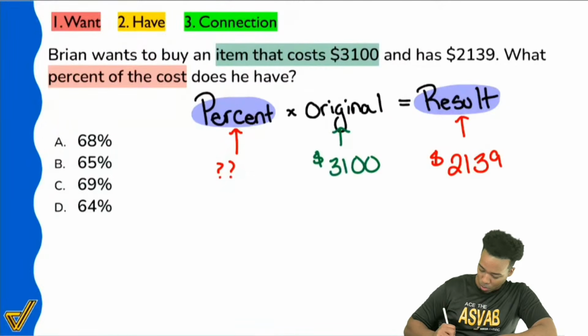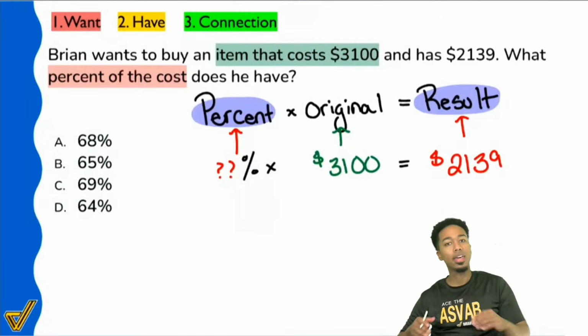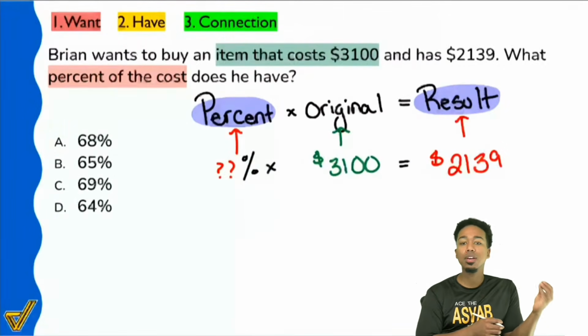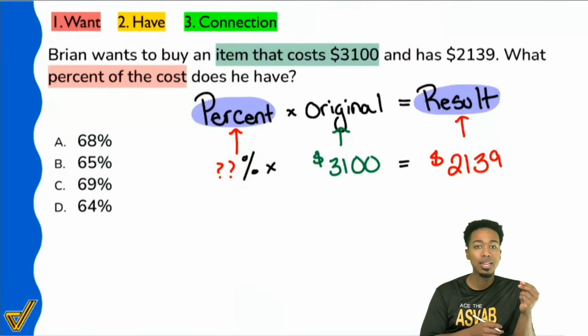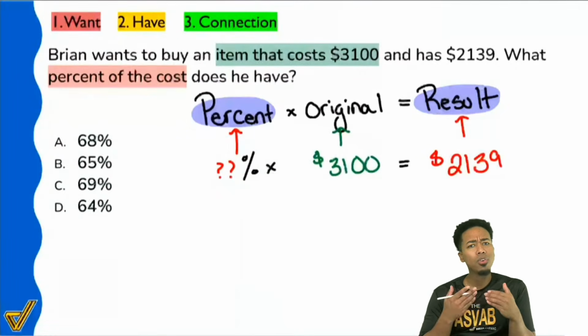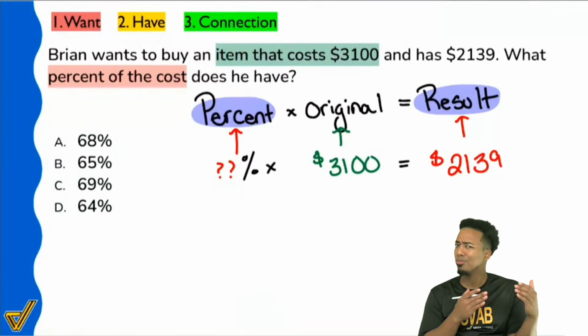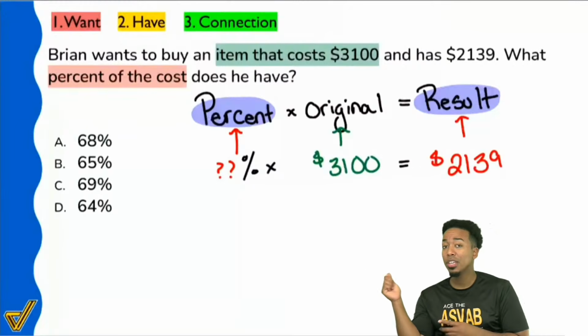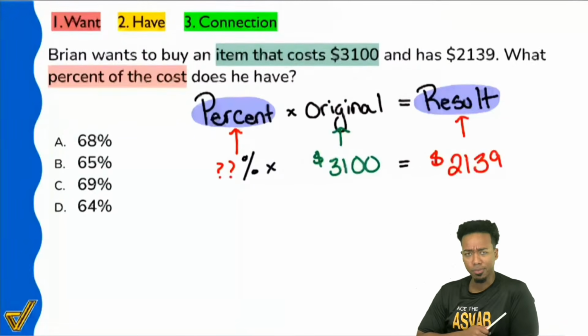Boom. So hopefully this is pretty straightforward. Apparently we're going to have some percent that when you multiply that percent times $3,100, we are going to get $2,139. Cool. We've set it up. Going forward, if we tried to find the result, we were always multiplying. But this time, we're working backwards to find the percent. So what operation do you think we're going to do?